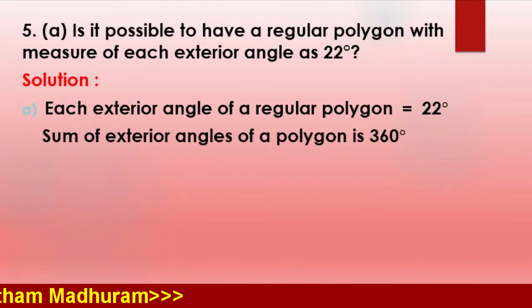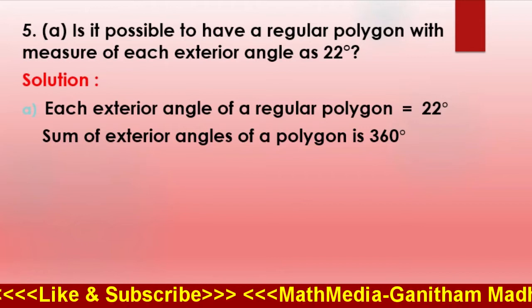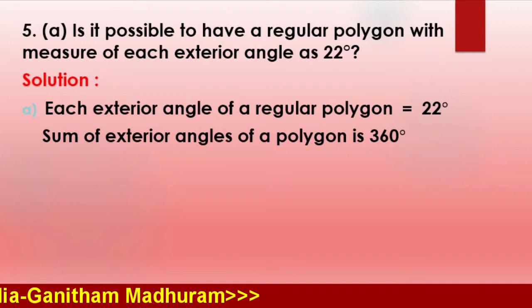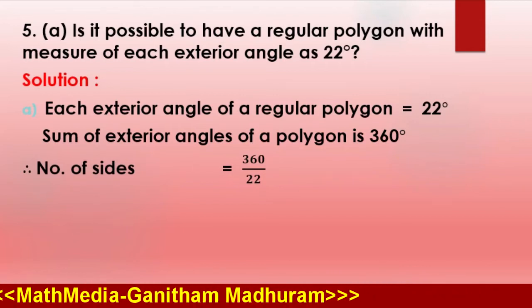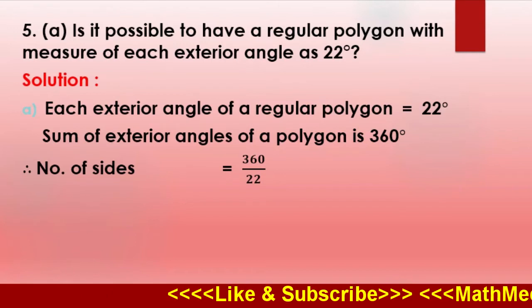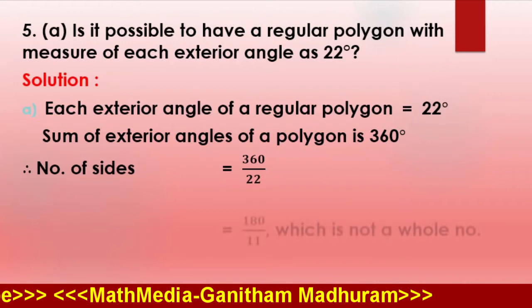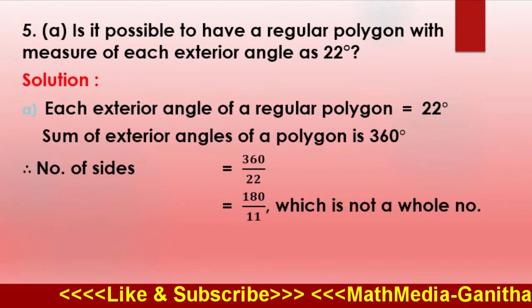The exterior angle is given as 22 degree. We know that the sum of the exterior angles of a polygon is 360 degree. Hence, the number of sides equals 360 upon 22, which after cancelling gives 180 upon 11. That means if we divide 360 by 22, we will not get a whole number. That means we cannot make a polygon with the exterior angle 22 degree.